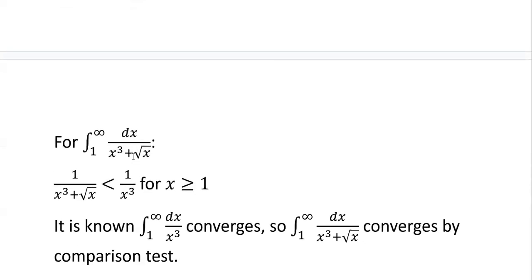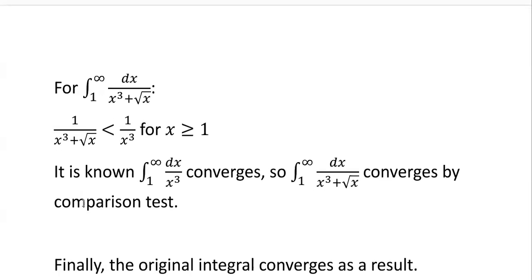For this one, we do another comparison test. 1 over x cubed plus square root of x is less than 1 over x cubed for x greater than or equal to 1. Again, we're adding something to the denominator here, so we're dividing by something bigger, which means the final value is smaller. And we know the integral from 1 to infinity of dx over x cubed converges. Since our function is even smaller, it must converge as well. We determined the two pieces converge, so our integral converges as a result.